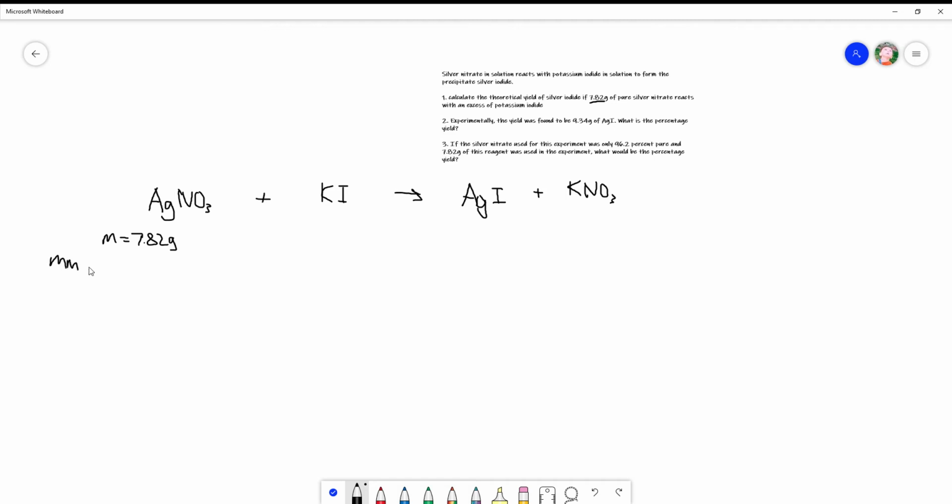And this can be calculated by taking the molar mass of silver, which is 107.9 grams per mole, plus the molar mass of nitrogen, which is 14 grams per mole, and then adding that to the molar mass of oxygen times 3, which is 3 times 16 grams per mole. And this gives us a total of 169.9 grams per mole.